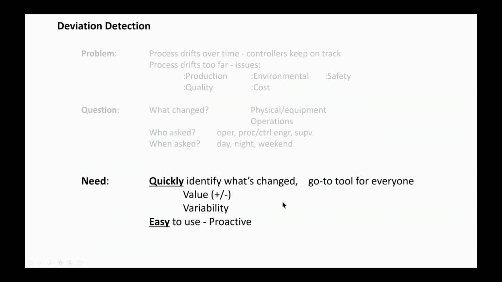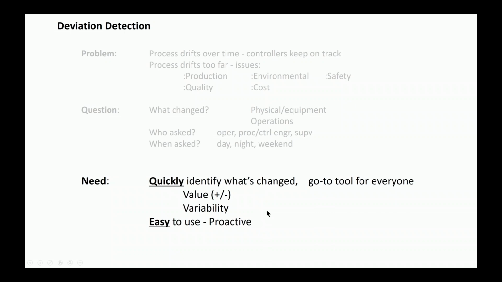So what we're after is we need to quickly identify what's changed. We need a go-to tool for everyone, one that everybody's familiar with, looks the same, and gives quality answers to them. We want to know if the value's changed, if it's gone up or down, and what the variability is. Has the variability changed? Those are the two primary things we're after. And the tool has to be easy to use, or people won't use it.